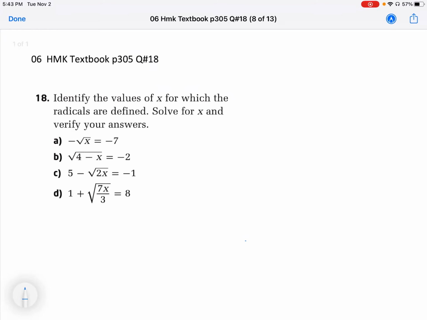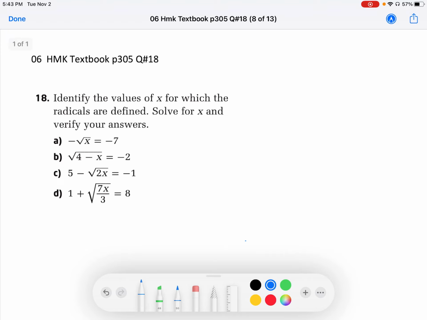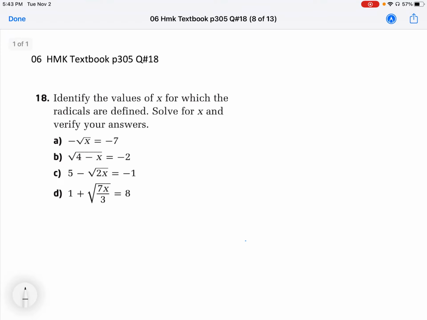For question 18, it says identify the values for x which the radicals are defined, and solve for x and verify your answers. So I'm just going to solve a couple of them, but we will first do the identify the values for x which the radicals are defined.